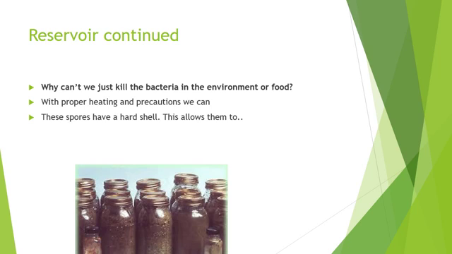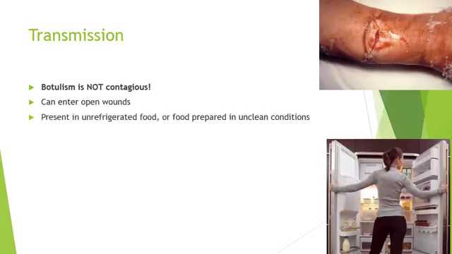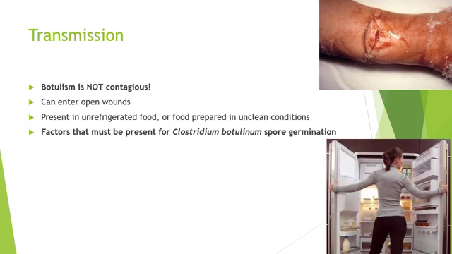The spores have a hard shell. They're gram-positive, so they have a hard shell. This allows them to survive heat. They can survive being dried, and surprisingly, they can even survive some short amounts of radiation, which is kind of impressive to me. How are they transmitted? It's not contagious, but they can enter open wounds, so farming accidents, any accidents really where there's an open wound, unrefrigerated food, or food that's not prepared correctly.